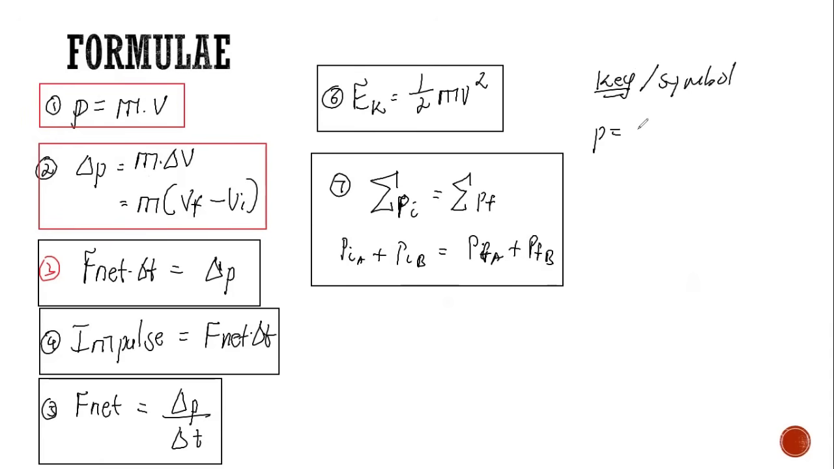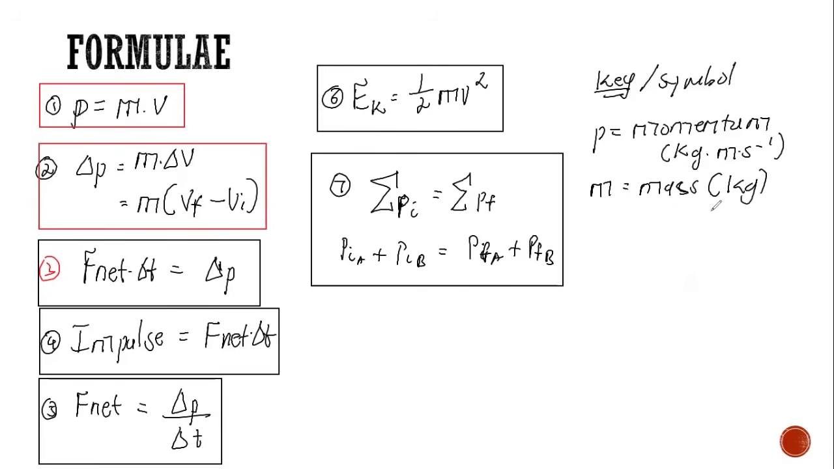So P is for momentum. And as we know with physical sciences, if you don't indicate the SI unit, you get penalized. So you need to know that momentum is given in kg meters per second. Then M is for mass, and always note that mass is given in kilograms. This is very important. If we are given grams, then we need to convert to kilograms, and we need to divide by 1,000, right?